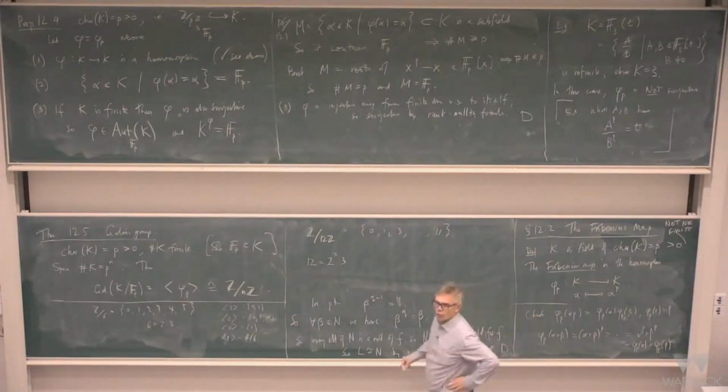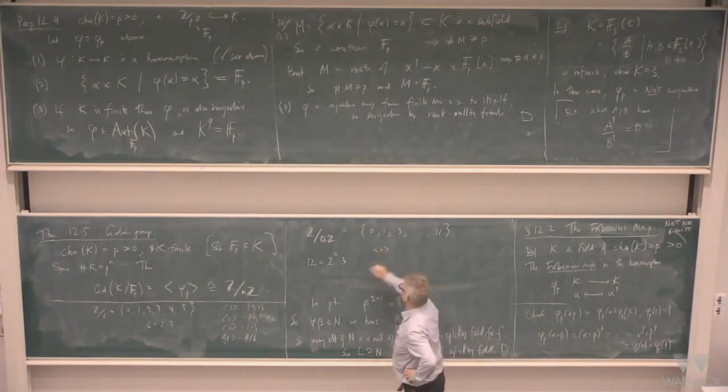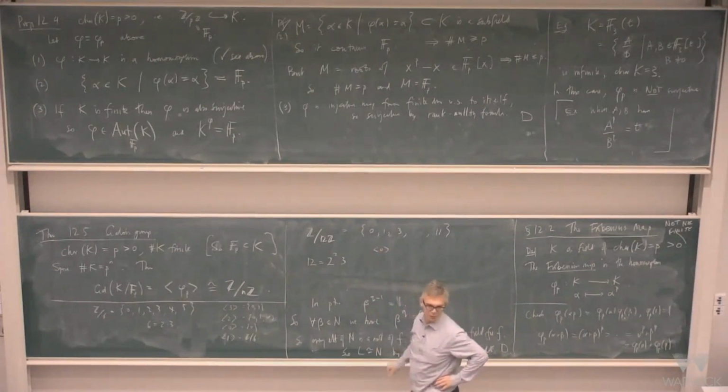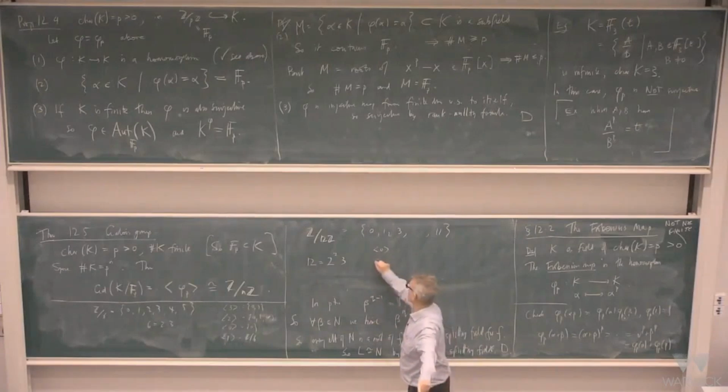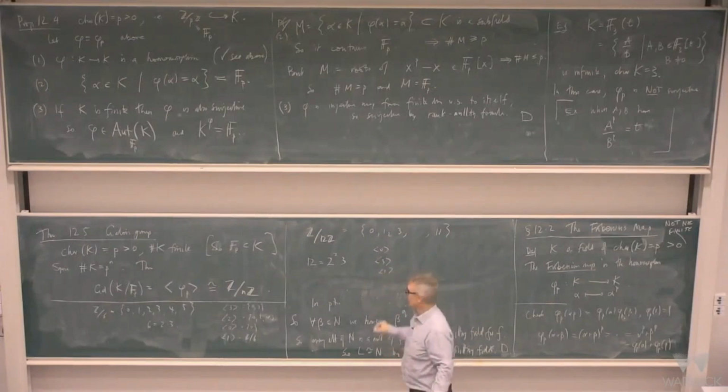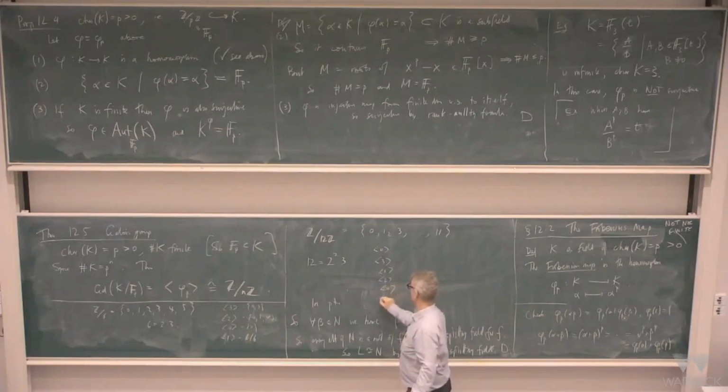Okay, what are the subgroups? 0. Whoever said 0, cheats again. 1, 3, 3, 1. The whole thing. Yeah, okay. Next. 2. 4. 6.